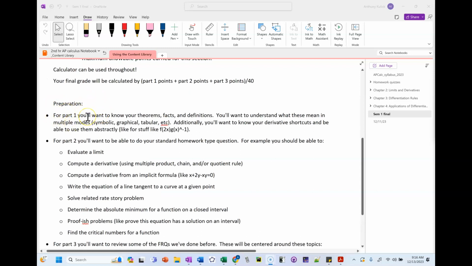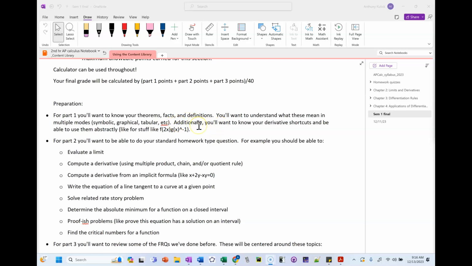For part one, you'll want to know your theorems, your facts, your definitions, and really understand what these mean in multiple modes, whether that's symbolic, with variables like f of x, graphical, like a picture, or tabular, what it would look like in a table of values. That's mostly for ease of creating a counterexample, right, if you need to go that route.